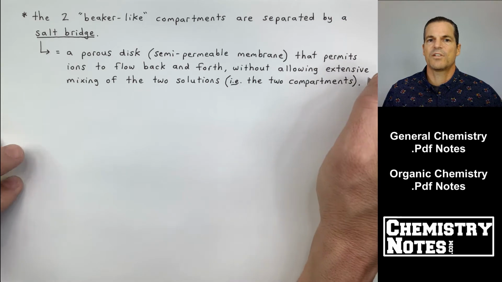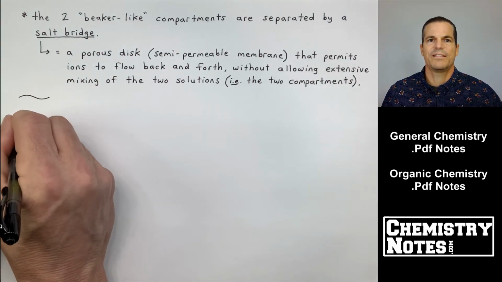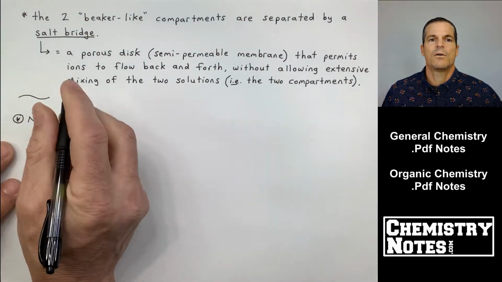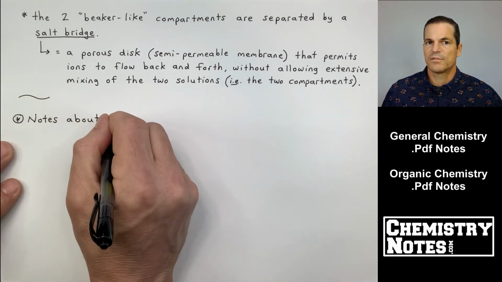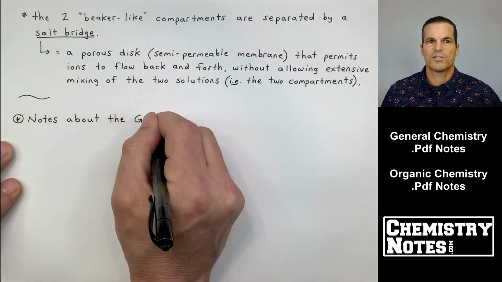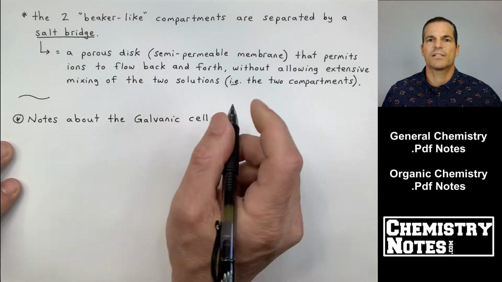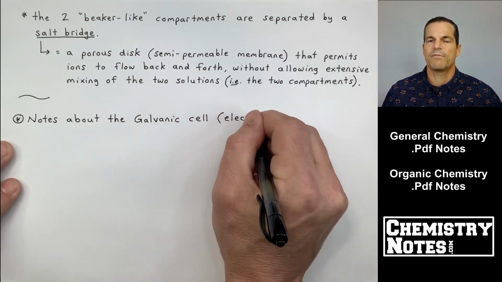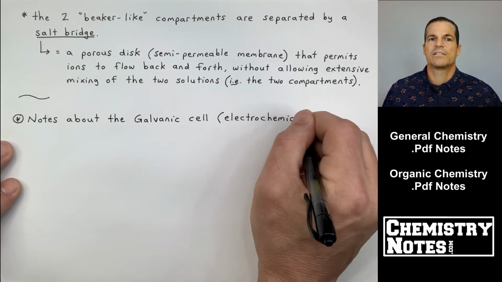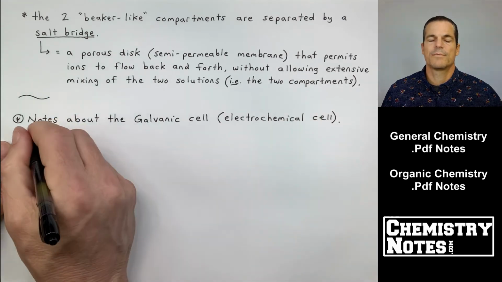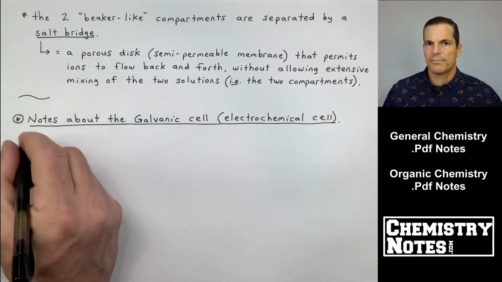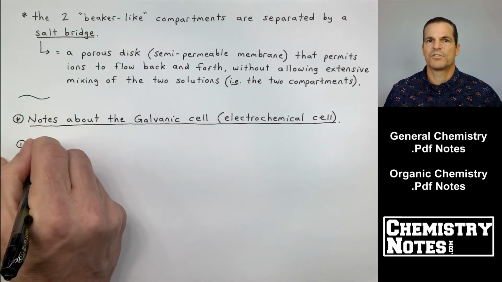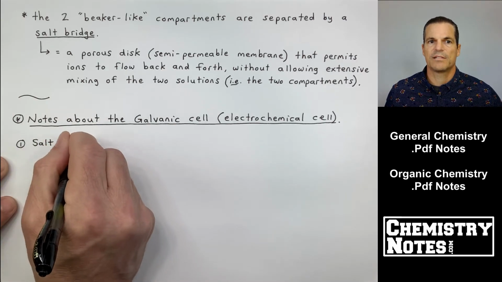All right, so that's the salt bridge. I wanted to make sure you had an idea of what that was. So let's also make some other notes about the galvanic cell. We've got the salt bridge up there, which is a porous disc that permits ions to flow back and forth without allowing extensive mixing of the two solutions. So what are some of the other components or structural details of the galvanic cell?